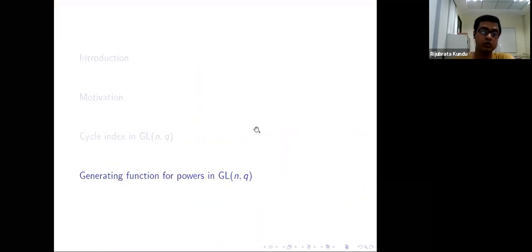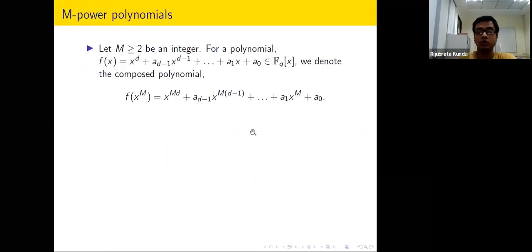Now we can go to the last section of the talk, which is the main part of this talk, which is the generating function for the powers in GL(n,q), right? So we'll now talk about the powers in GL(n,q). So to understand powers in GL(n,q), the main motive here is to characterize when an invertible matrix has an mth root in the group GL(n,q), right? So for doing that, we need certain polynomials, which we call m-power polynomials.